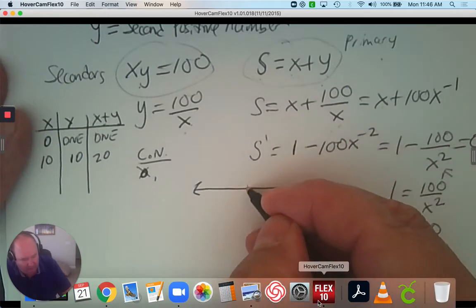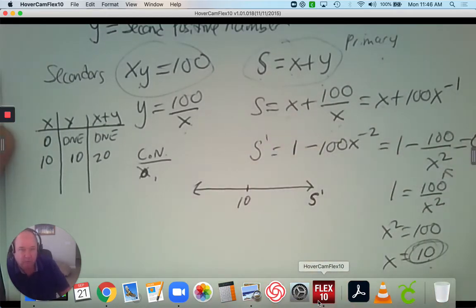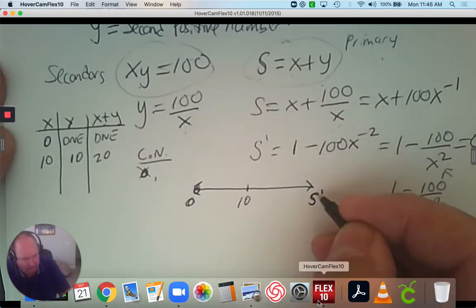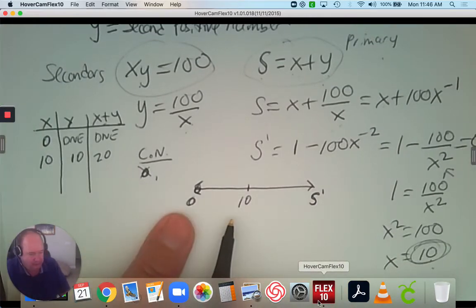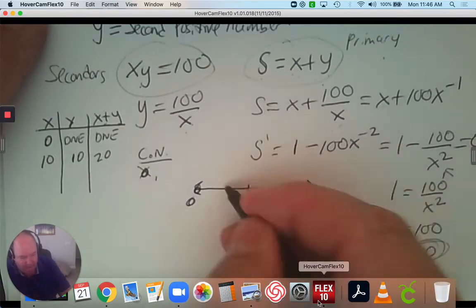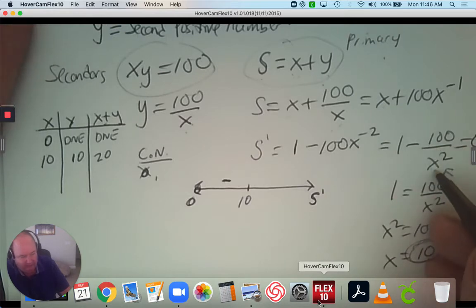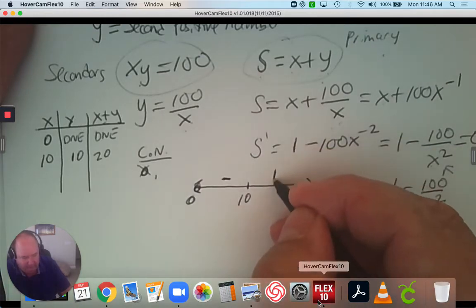And the only critical number to put on here is 10. And then because it's here, I should also do here from 0 to infinity, because it has to be a positive number. So pick any number between 0 and 10 and plug it in. If you plug in positive 1, the answer is negative, because 1 take away 100 is negative. Plug in a number bigger than 10, like a million. This becomes a small fraction, and then 1 take away that will be a positive answer.